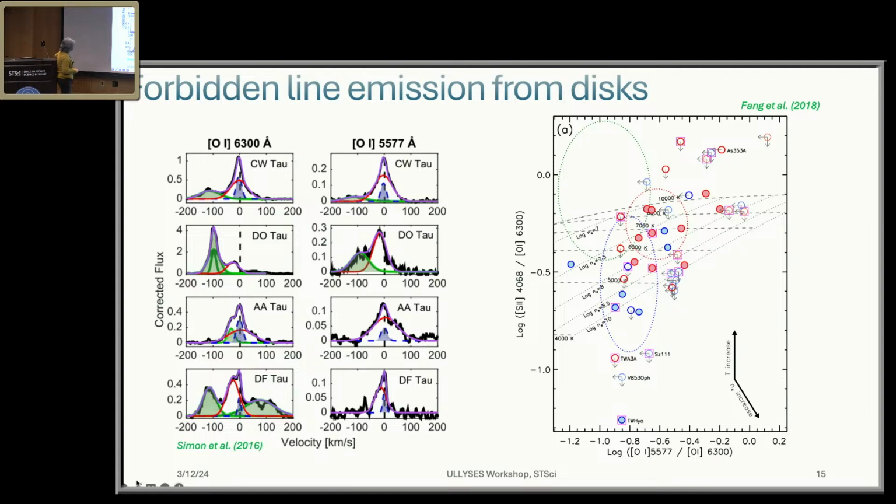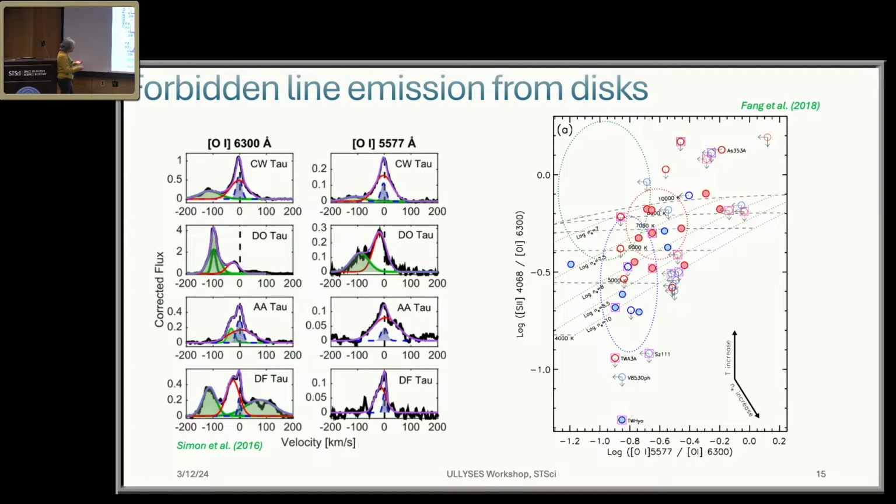This is a paper from Simon et al., where we looked at these forbidden line profiles and broke them up into low velocity and high velocity components, which are the wind and the jet, and then also into narrow and broad components. It's basically a Gaussian decomposition of the line structure. We tried to analyze what we could, and what we find in general is that there are these slow winds, and they seem to have very specific emission conditions. This was examined in Fang et al.